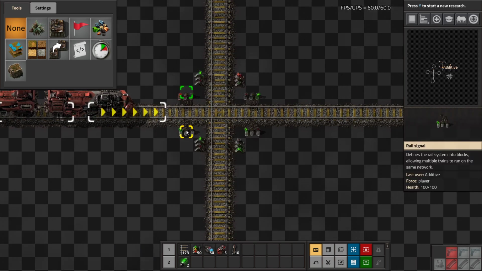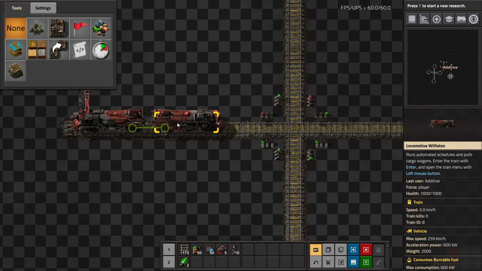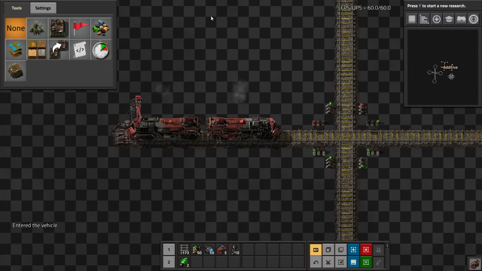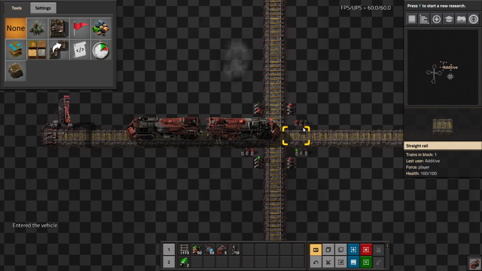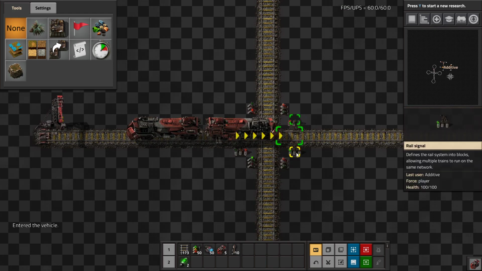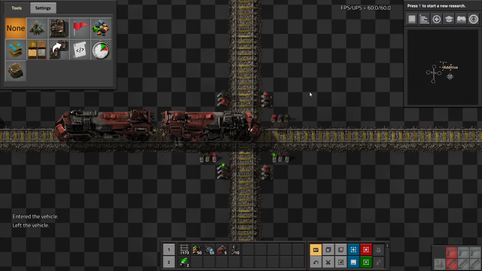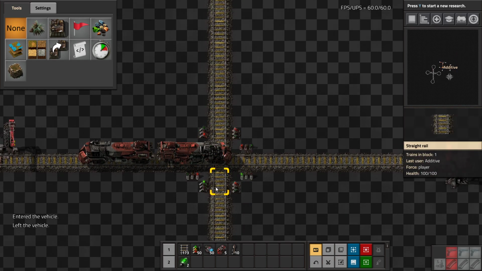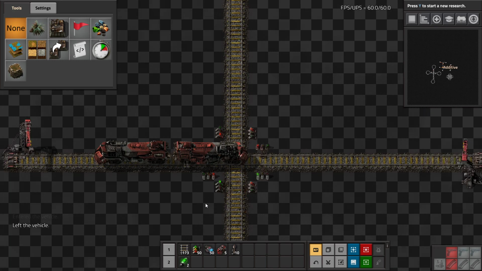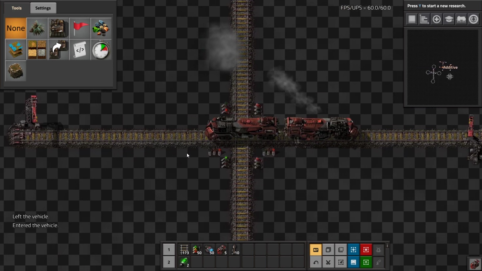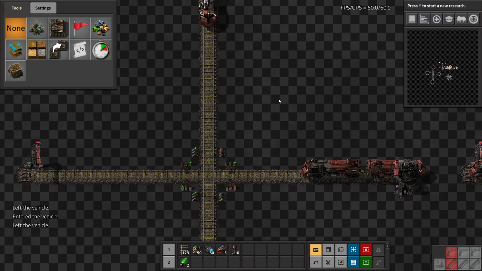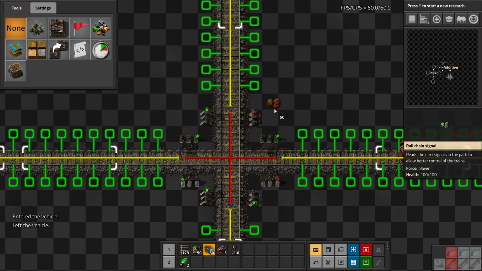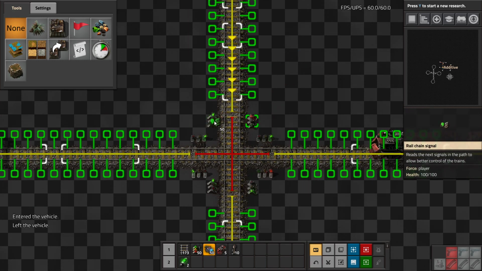But since all of those signals are regular signals, let's say this train goes in and stops at this signal because it can. Now it's blocking everything for everyone, which is bad. So, to fix this, I'm gonna place chain signals.